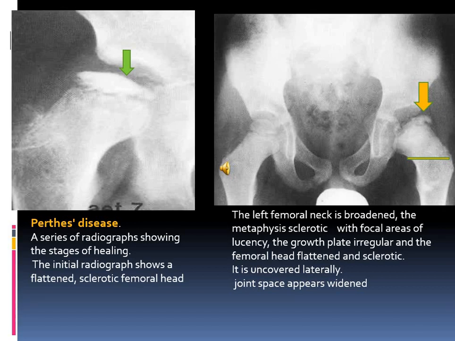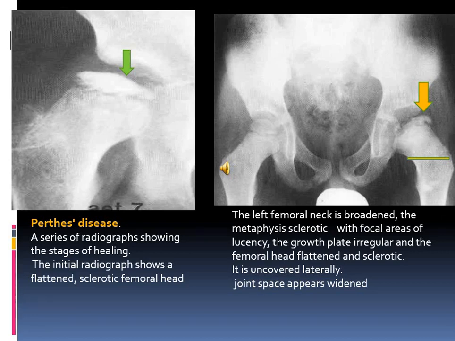Also, there is a focal area of fragmentation and abnormal growth plate, which is seen in the femoral head. So the shape of the femoral head is abnormal. It is fragmented and slightly flattened. Also, an area of sclerotic changes is seen in the epiphysis. So the density of the epiphysis on the left side is more than on the right side, and this represents what was called Perthes disease.